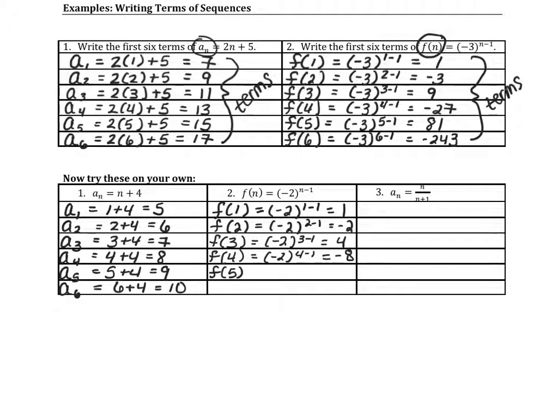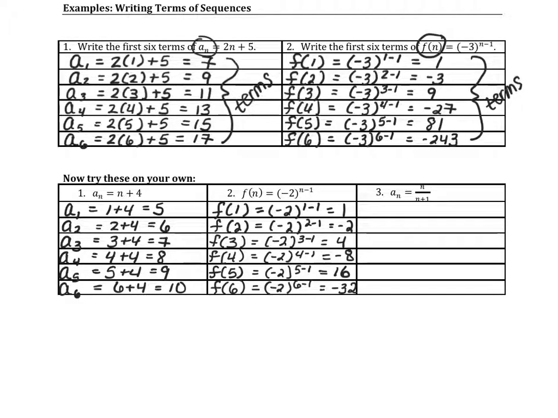Plugging in a 5. Negative 2, 5 minus 1. 5 minus 1 is 4. Negative 2 to the fourth power is a positive 16. Then your last one, f of 6. So our sixth term of the sequence, negative 2, 6 minus 1. 6 minus 1 is 5. Negative 2 to the fifth power is going to be a negative 32. All right, that example's done.